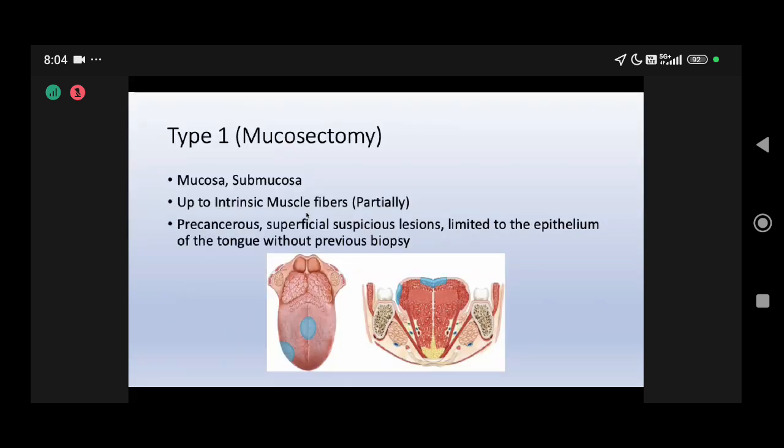The type 1 glossectomy or mucosectomy involves mucosa and submucosa only. The resection is limited up to the intrinsic muscle fibers, so that is the partial resection of the intrinsic fibers. You are not going deep up to the extrinsic muscle fibers. Precancerous lesions or superficial suspicious lesions which are limited to epithelium, they can be dealt with this type of mucosectomy.